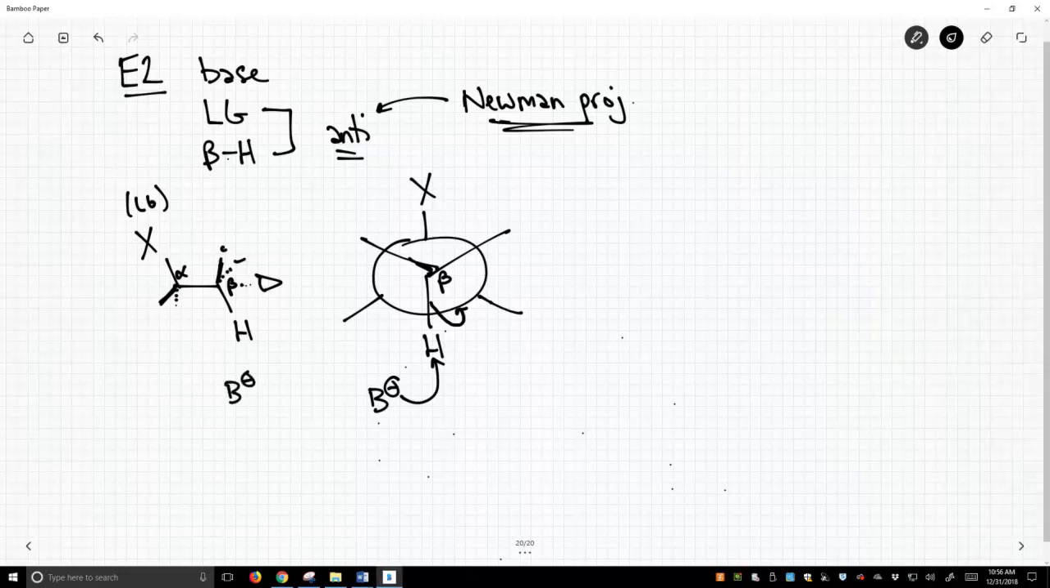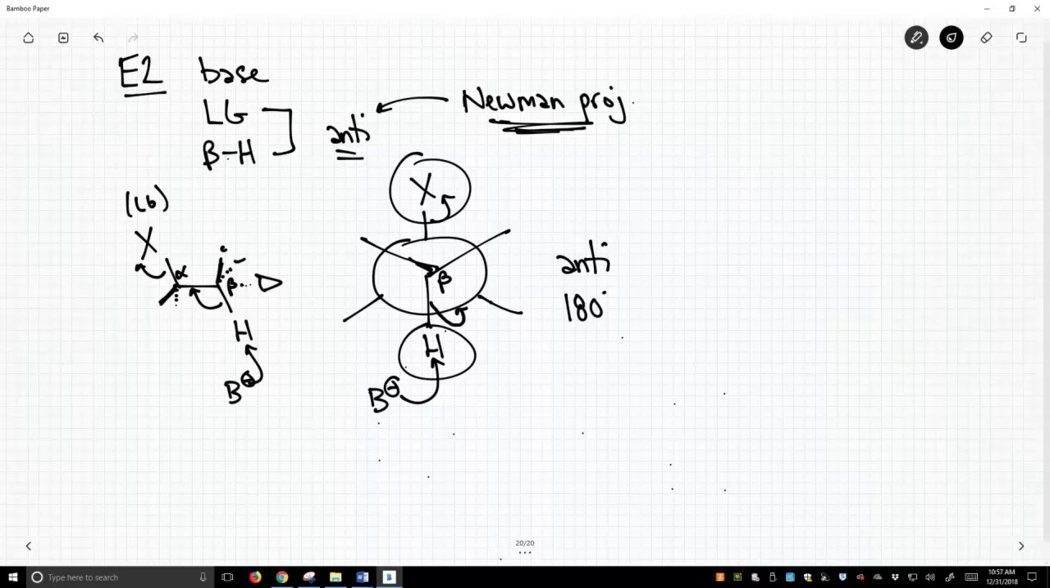Let's draw it over here on our sawhorse picture. And that's going to kick out our leaving group. So the orientation, remember there's a Newman projection, the orientation of our leaving group and our hydrogen, these are anti to one another. They have a dihedral angle of 180 degrees.